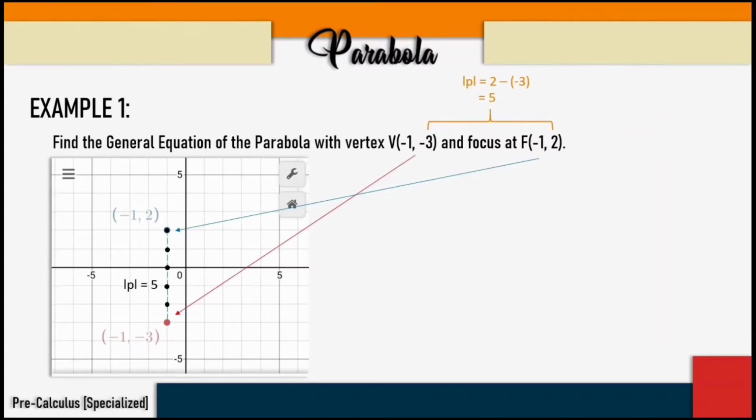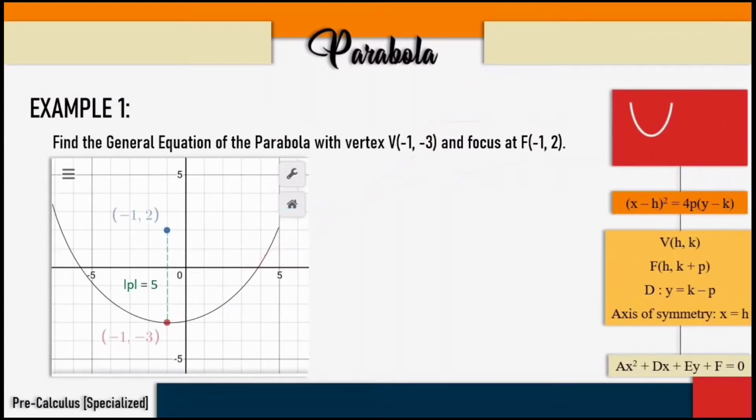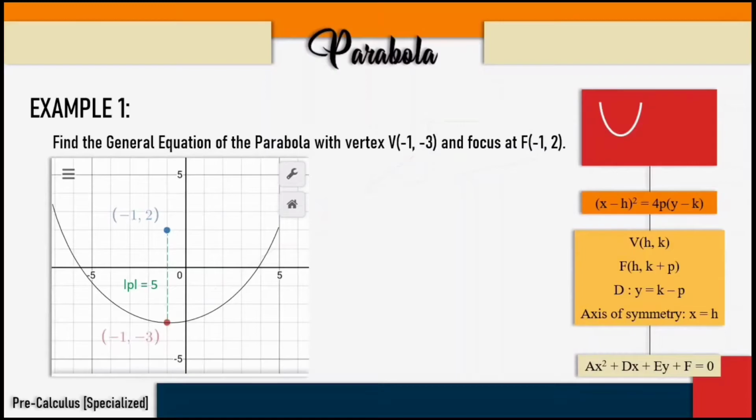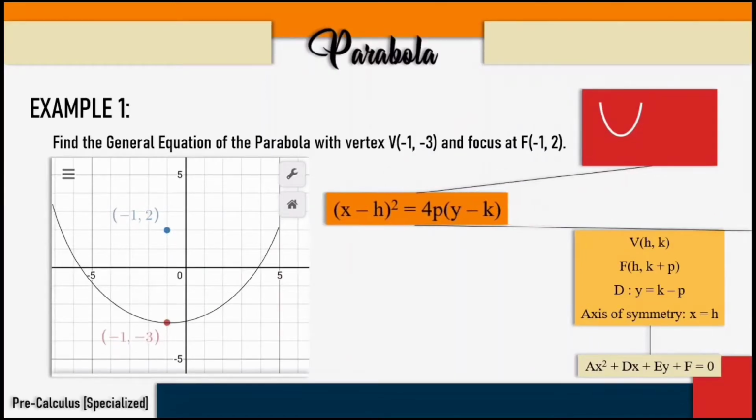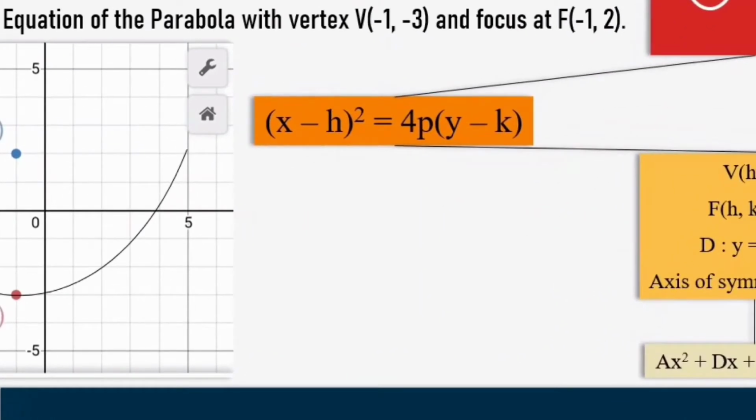Remember na ang opening ng graph ay depende sa kung saan yung focus. Therefore, the parabola is open upwards. Okay? Since open upwards tayo, we will use these properties of a parabola. Ngayon, determine natin ang standard equation using this formula. X minus h squared is equal to 4p times the quantity of y minus k.